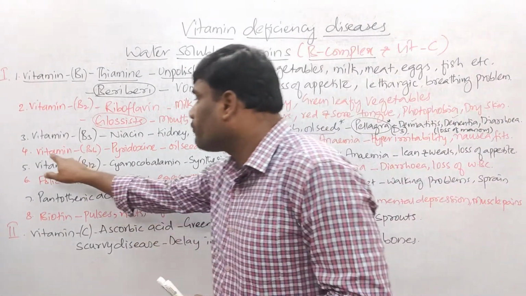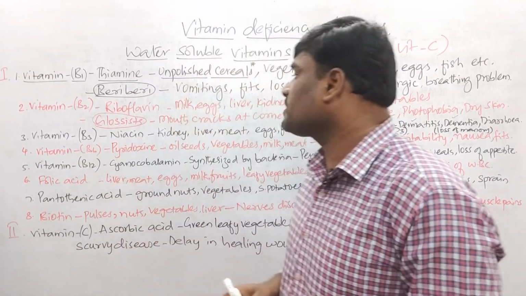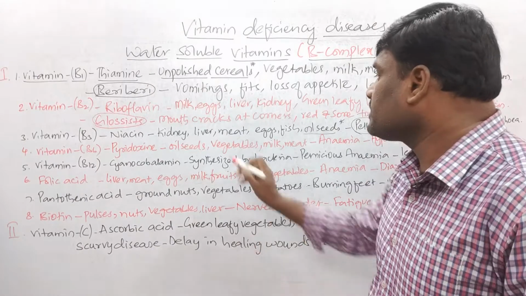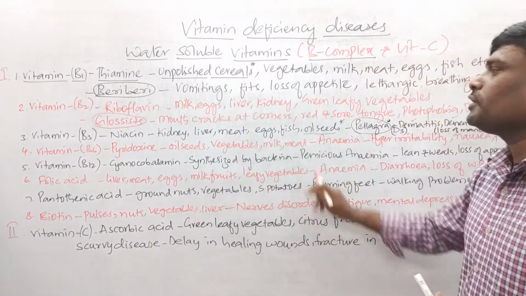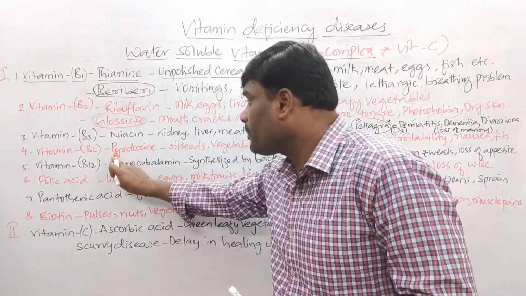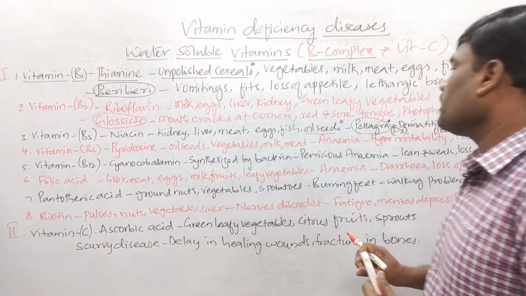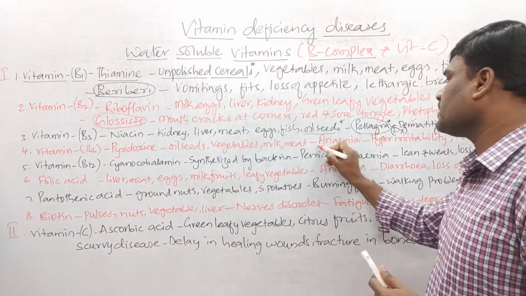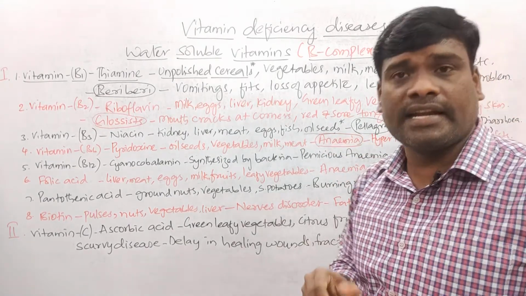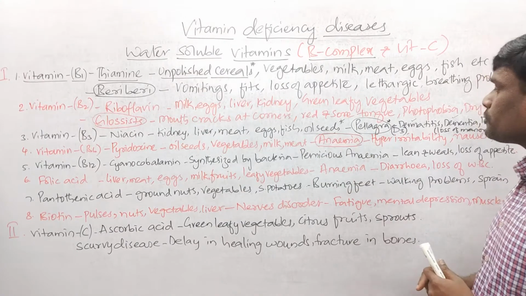Next, come to the fourth type of vitamin in B complex, that is B6, children. The technical name of B6 is pyridoxine. Oil seeds, vegetables, milk, meat are the good sources of pyridoxine. This vitamin B6 helps in synthesis of RBC. Due to the lack of it there will be an anemic condition, that means RBC production becomes less. That condition we call anemia.